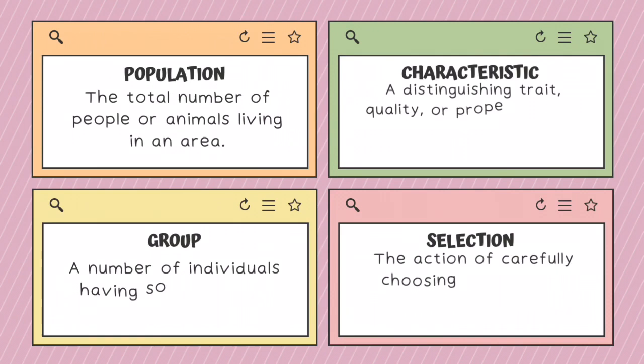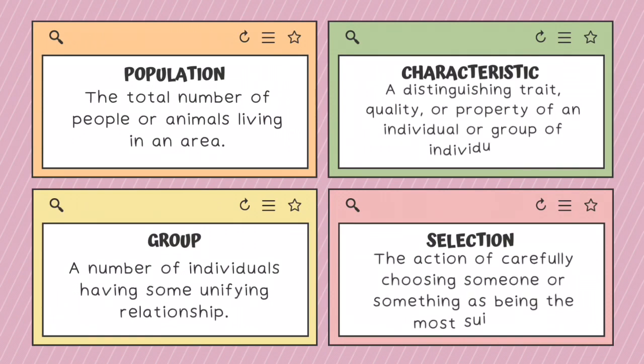First is population. Population is the total number of people or animals living in an area. Second is group. If we are going to talk about population of people, group pertains to a number of individuals having some unifying relationship. Characteristic. A characteristic is a distinguishing trait, quality, or property of an individual or group of individuals. And last is the word selection. It is the action of carefully choosing someone or something as being the most suitable.